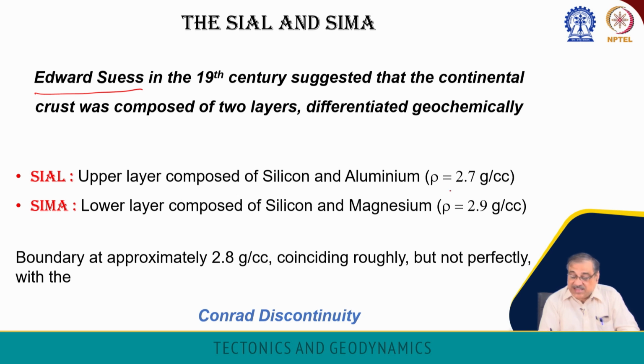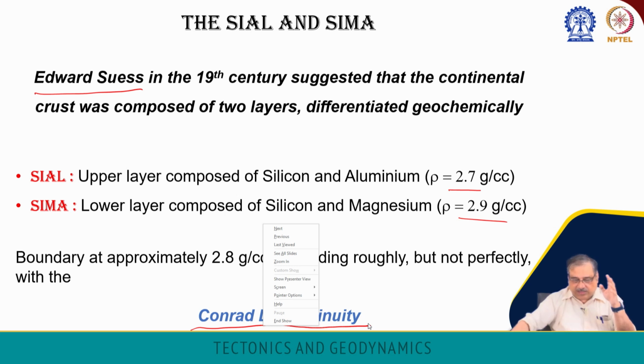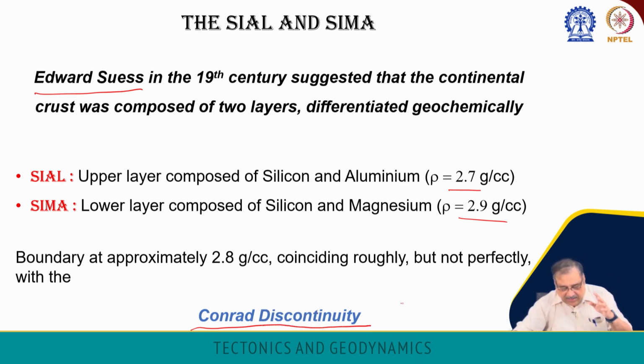Now, the upper part's density, because aluminium is lighter than magnesium, is about 2.7 grams per cc, and the lower part is around 2.9 grams per cc. Now, the boundary, which corresponds approximately to a density of 2.8 or so, has been identified seismically in some parts of the Earth. Now, I must mention that this is not the case everywhere.